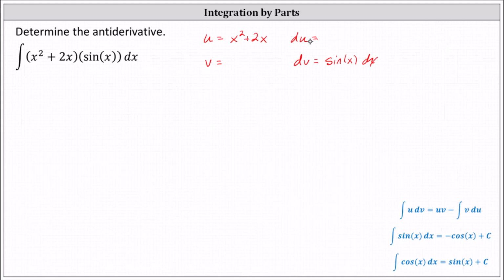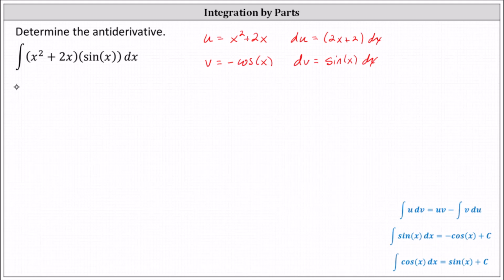du equals u prime times dx, indicating du equals 2x plus 2 times dx. And v equals the integral of sine x dx, which is negative cosine x plus c, but we leave the plus c for the very end. And now we can apply the integration by parts formula.